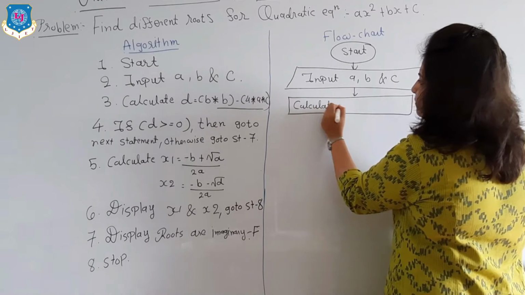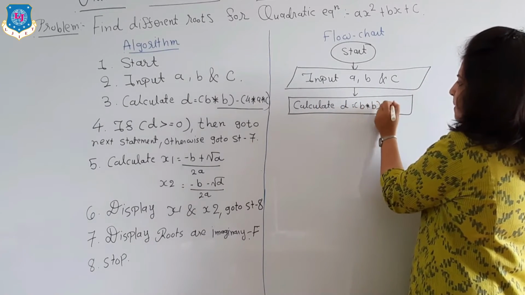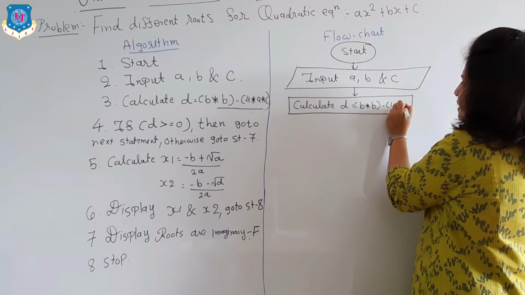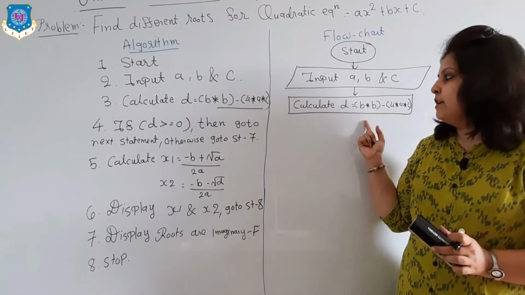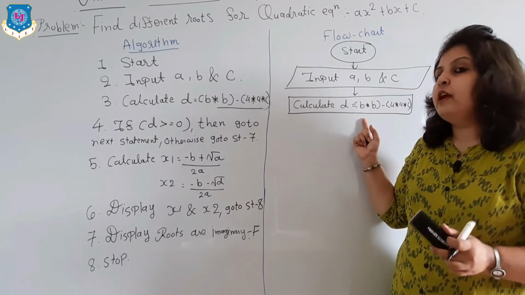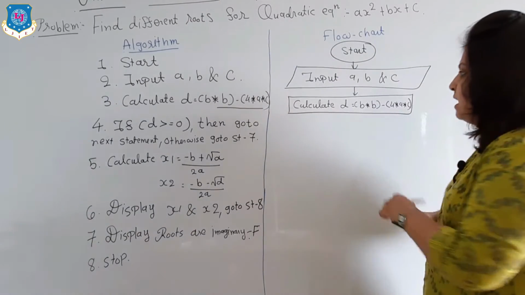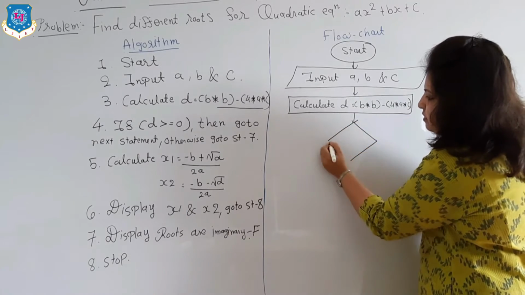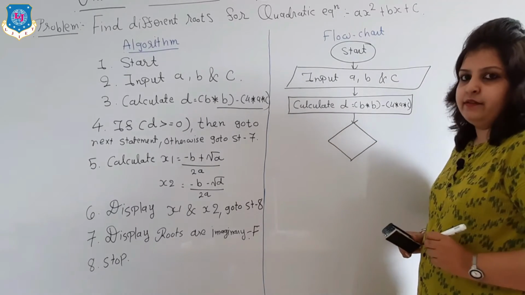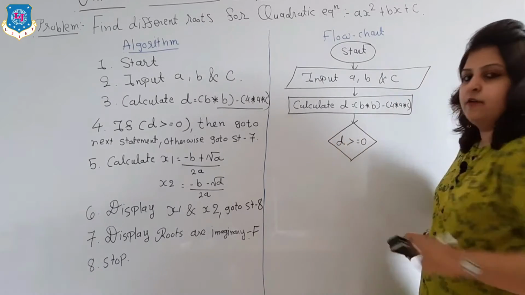and in the rectangle we have to write calculate D is equal to B into B minus 4 into A into C. After calculating the value of D, we have to check the condition, that is statement number 4. And how can we write the condition? For condition we have to use the diamond symbol, and the condition is D greater than or equal to 0.